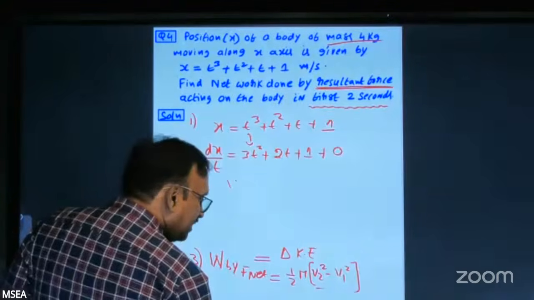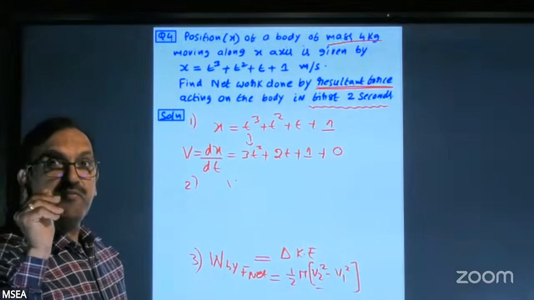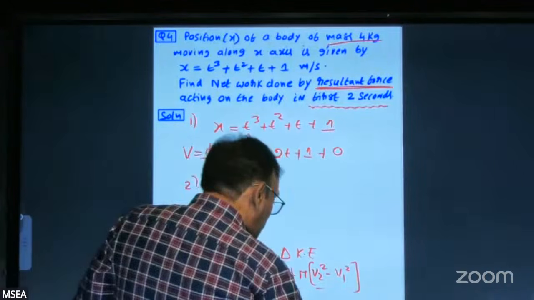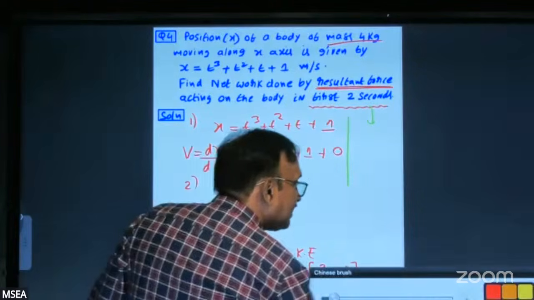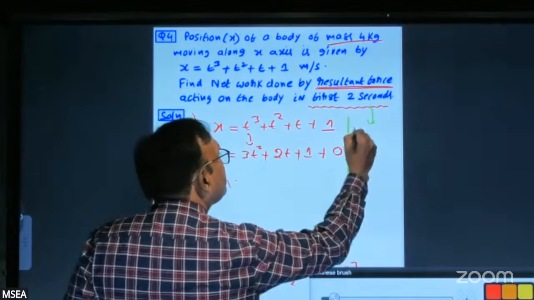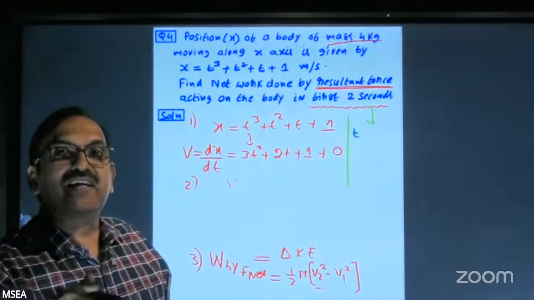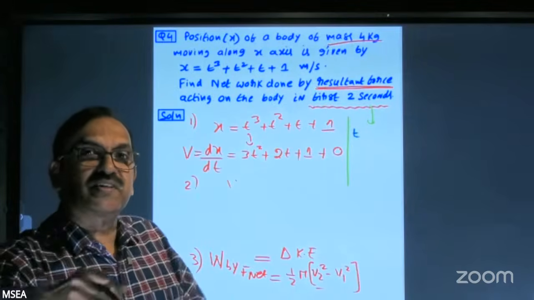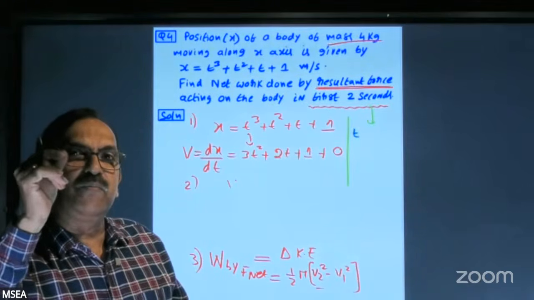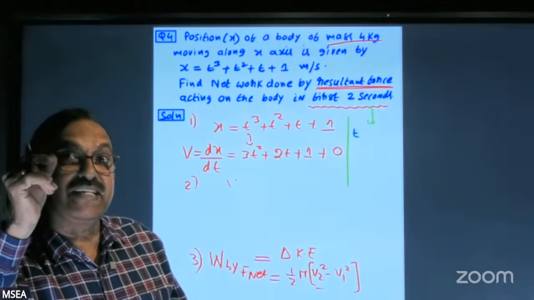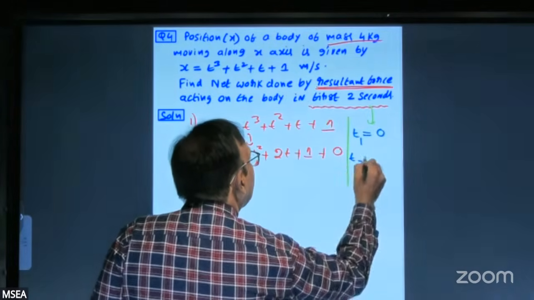Now what do we want? We want the work done by the resultant force in the first 2 seconds. What do you mean by first 2 seconds? First 2 seconds means from the beginning of the motion up to 2 seconds. When the motion starts, that time only we press the stopwatch and the time recorded is 0. Everyone knows that the initial time at which the motion starts, we take as 0. First 2 seconds means t1 is 0, and the final time t2 is 2 seconds.